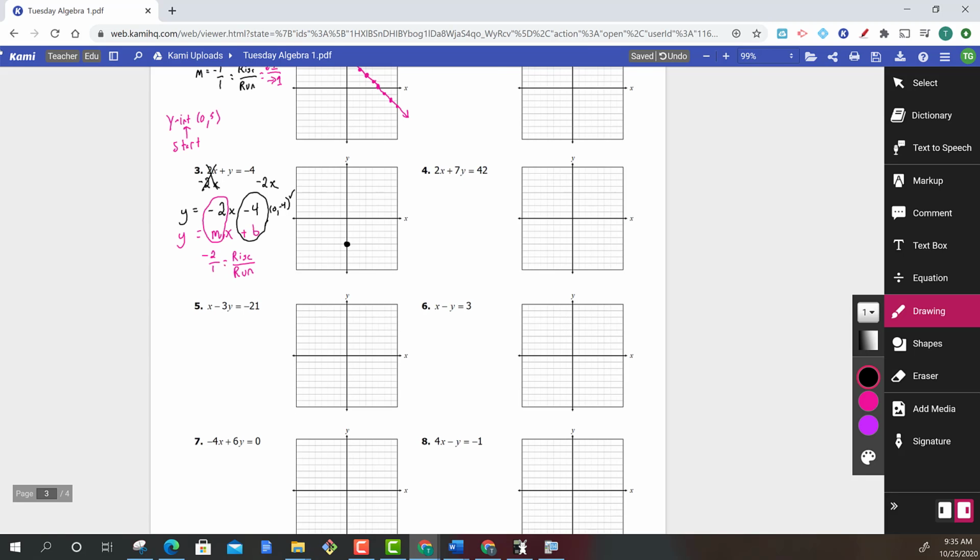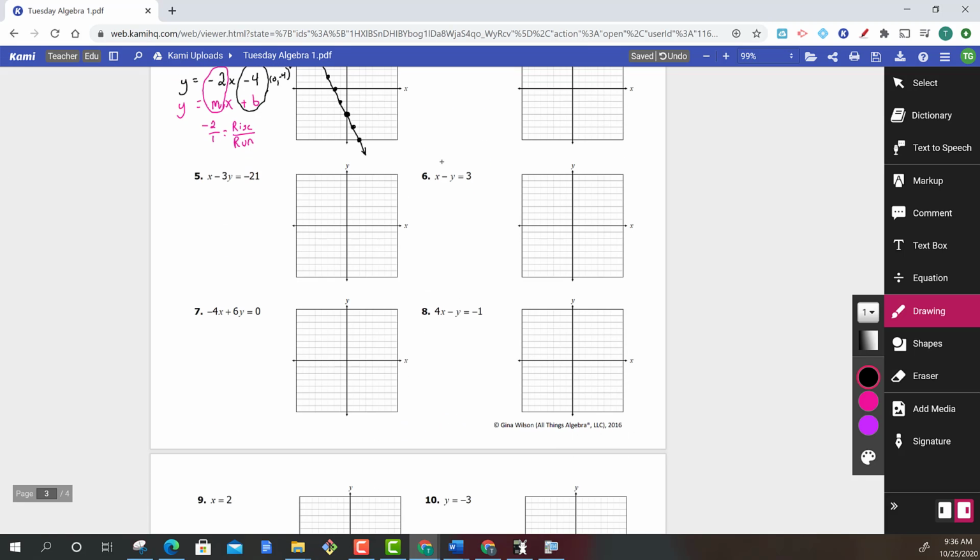And then we're going to go down 2, right 1 to get other points on this line. And we can keep going down 2, right 1. And then we can do the opposite, up 2, left 1, up 2, left 1, up 2, left 1. Graph your line. All right, let's do a couple more, 5 and 7.